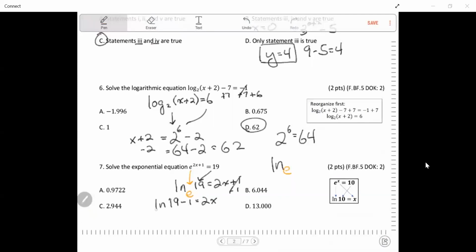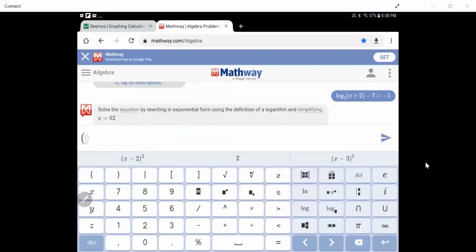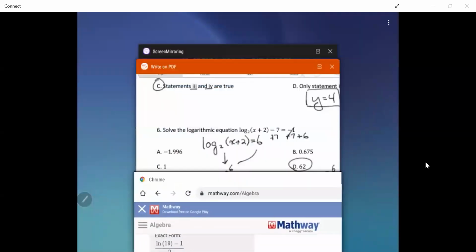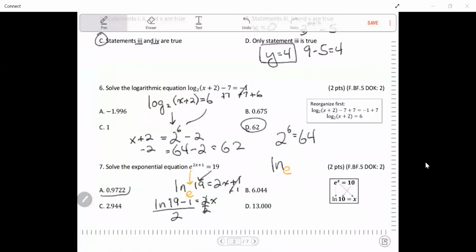All right, so when we subtract 1. Well, then the next thing I'm going to do is divide both sides by 2. All right, and that's what we get. And now I certainly cannot do that in my head. So I'm going to put that in my Mapper calculator and see if I can remember it. It was natural log, so I'm not going to hit the other log. I'm going to hit this one right here. Natural log of 19 minus 1 and divided by 2. And hit enter. And so that's going to tell me the exact form, in case I needed that. But this says 0.9722. And there's 0.9722 is our answer right there.